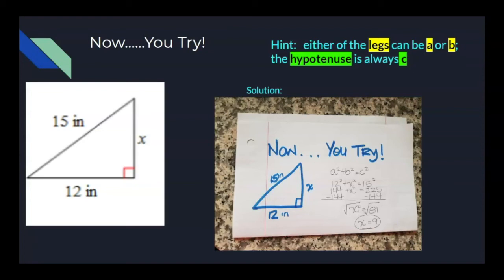After plugging in those values, I square them. 12 squared is 144. 15 squared is 225. My next step would be to subtract 144 from both sides. Remember, my goal is to get the x by itself. After I have x squared equals 81, my last step is to find the square root on both sides, remembering that the square root is the opposite of squaring. My answer is x equals 9.